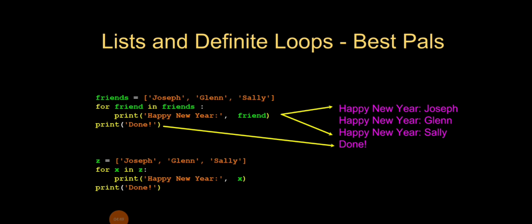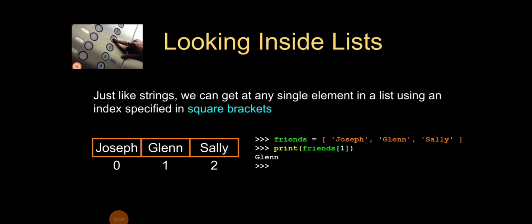Here is another version: Z is equal to Joseph, Glenn and Sally. For X in Z, print happy new year comma X. Then print done.